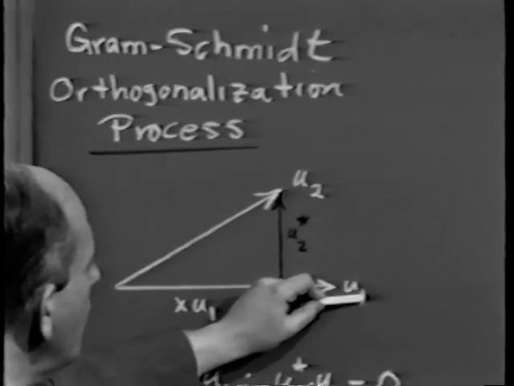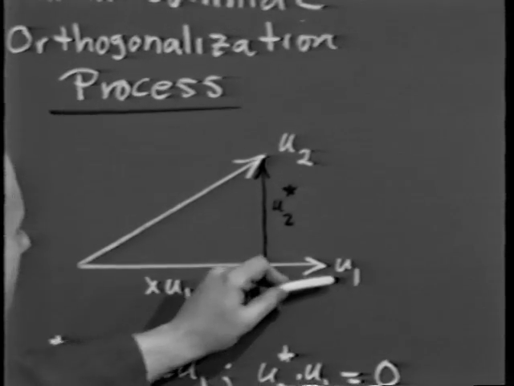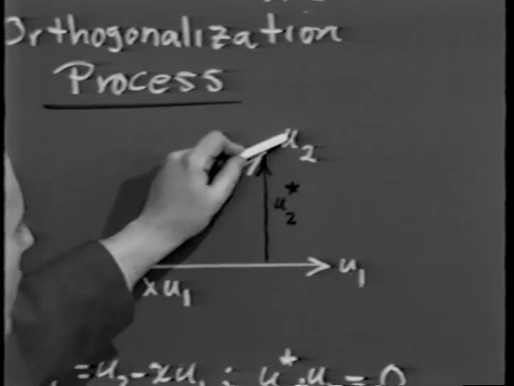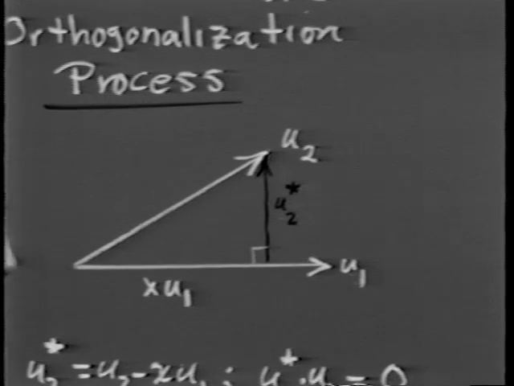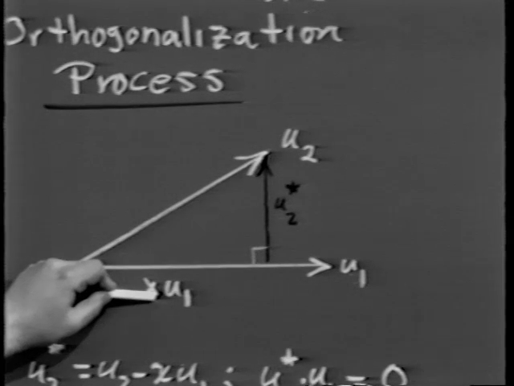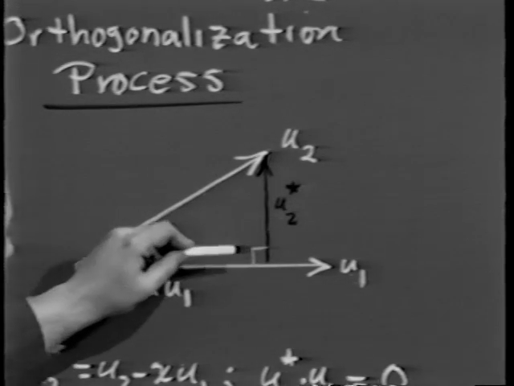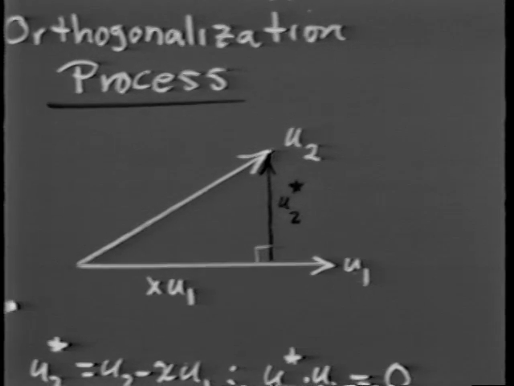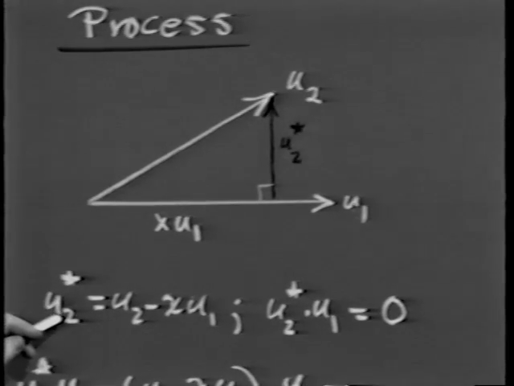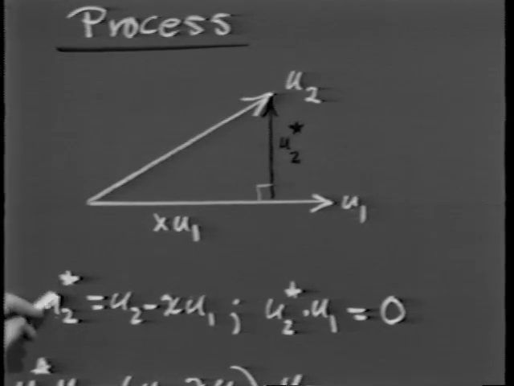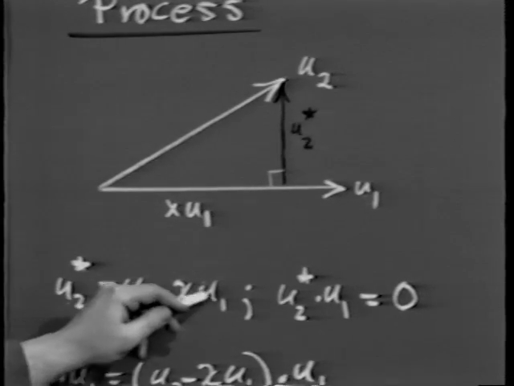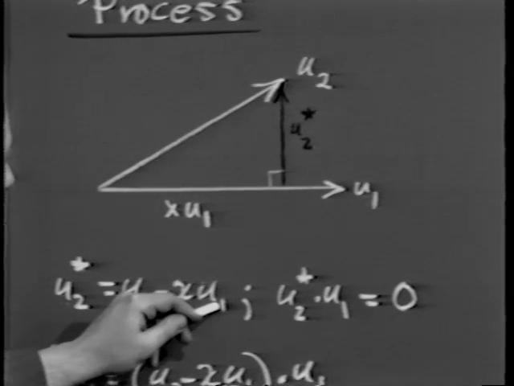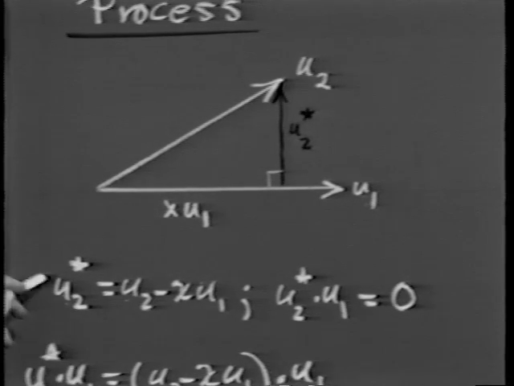What I'm saying is that u1 and u2 star span the same space as u1 and u2. Geometrically, it's easy to see that u1 and u2 star are orthogonal. Now, the question is, how could we get the same result without having to rely on geometry? We know already in our course that in terms of spanning vectors, if you replace a vector by itself plus or minus a scalar multiple of another, you don't change the space spanned by the given set of vectors.